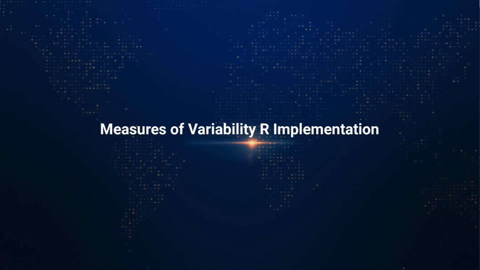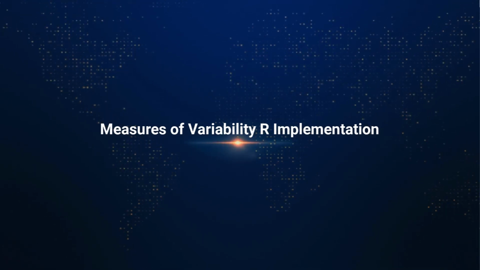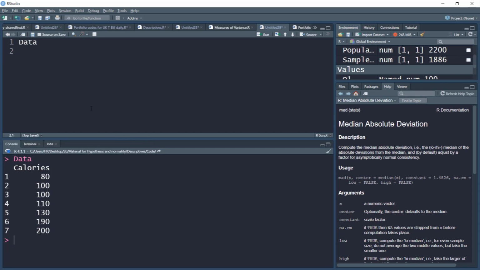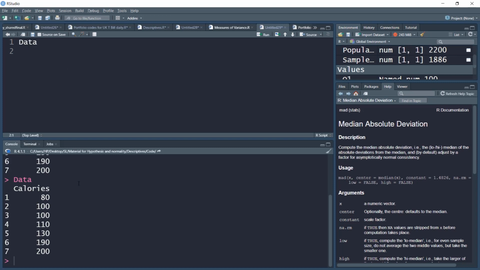In this video, we'll discuss the R implementation of measures of variability. We'll continue with our existing data, which is calorie data from cereals. A brief description of this data is provided on the console. When I run this data with my Control-Enter command, notice the data is populated on the console window. It starts from 80 and goes up to 200.